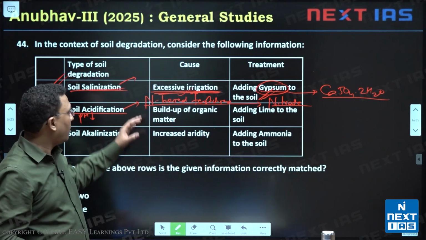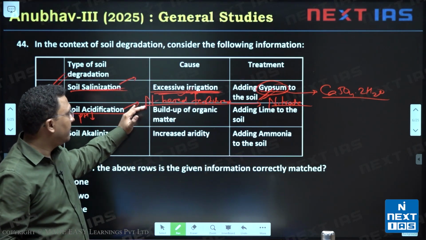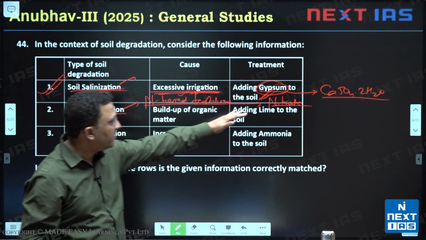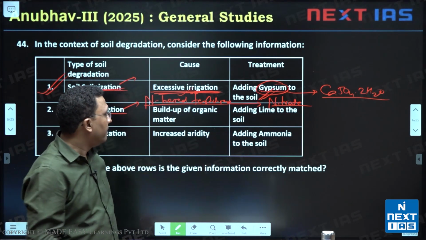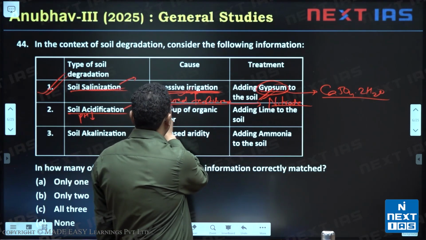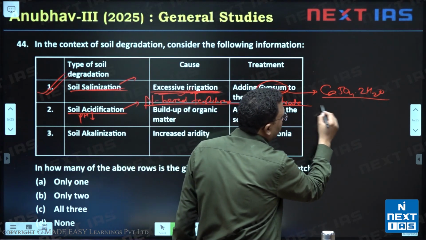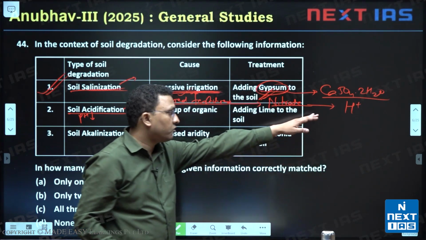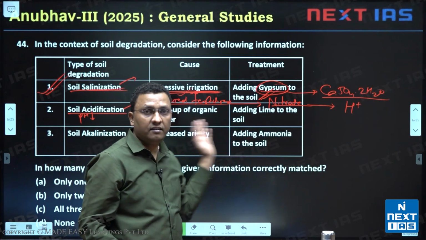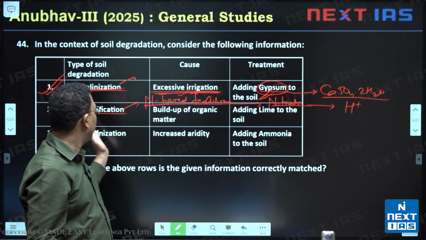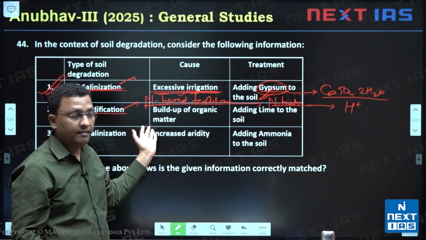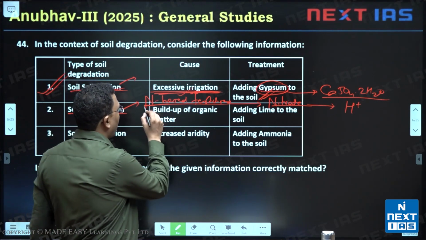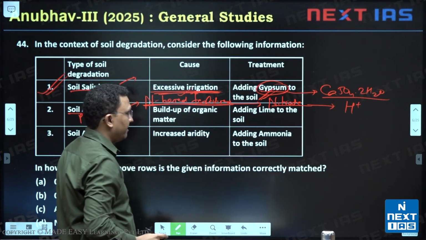Because plants cannot use nitrogen directly, it has to be first converted into nitrate, right? This process of conversion from nitrogen to nitrate actually releases H+ ions, right? So that means the concentration of H+ ions in the soil increases, and this makes the soil acidic. So this is the most prominent cause of soil acidification.